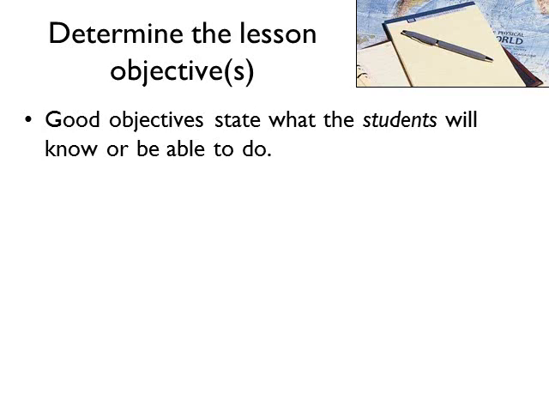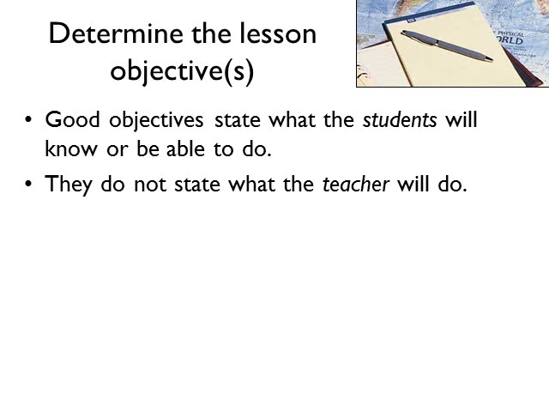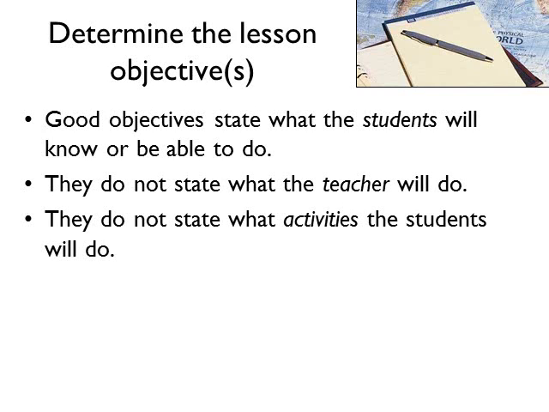Now, good objectives, you'll notice, state what the students will know or be able to do. They do not state what the teacher will do, and they don't state what activities the students will do. See, we're thinking about what learning outcomes we are looking for. What do we want the students to leave our class knowing? It's irrelevant what you're going to do, except insofar as it leads to what they're going to learn.